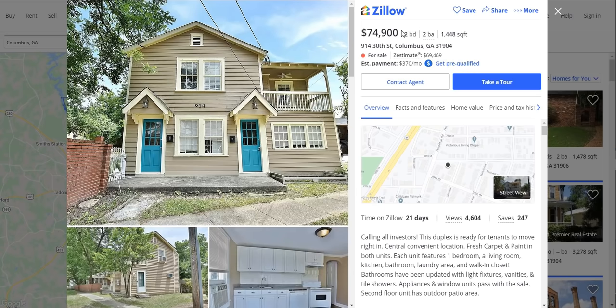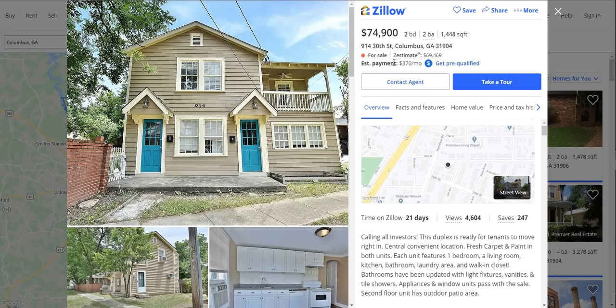But I should point out, you may, when you first look at this, think that each unit of the duplex is 2-bedroom, 2-bath, when in actuality each apartment is only 1-bedroom, 1-bath, and I could verify that simply by looking at the pictures of the property. So this is a duplex, 1-bedroom, 1-bath each, so each unit would have roughly 700 square feet.